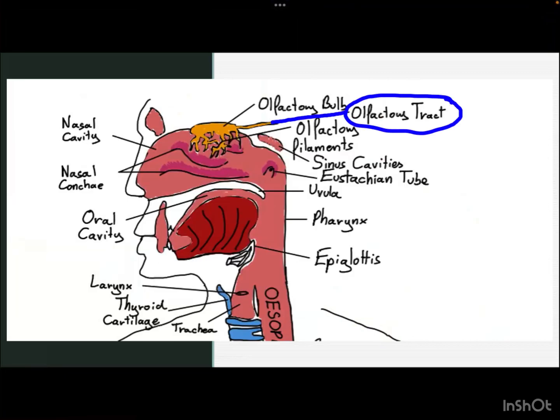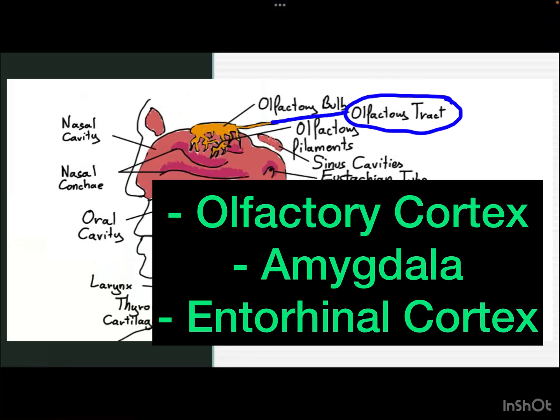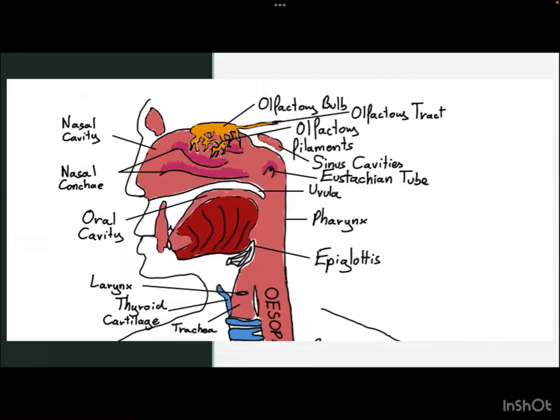Now, the olfactory tract, which is usually like a single route heading towards the brain, has the function that, after the olfactory bulb has processed the signals coming from the olfactory filaments, they will be sent to the correct areas of the brain. The olfactory tract is responsible for that. Basically, it sends these signals to certain areas of the brain, specifically the olfactory cortex, amygdala, and entorhinal cortex.